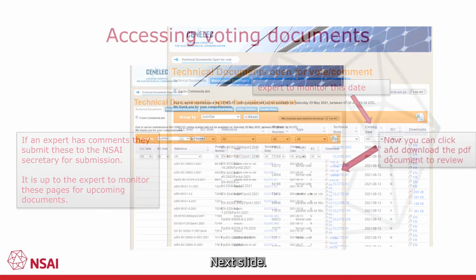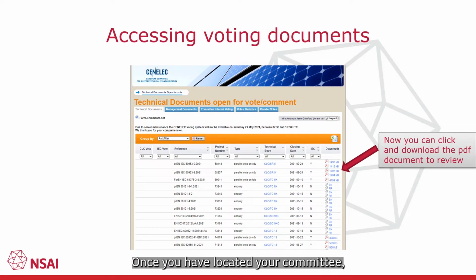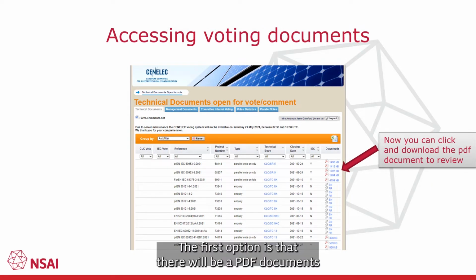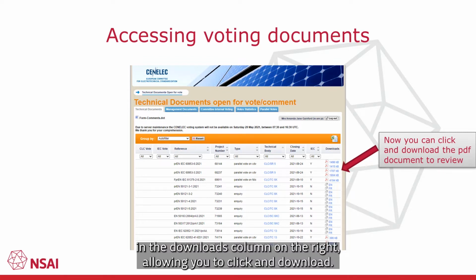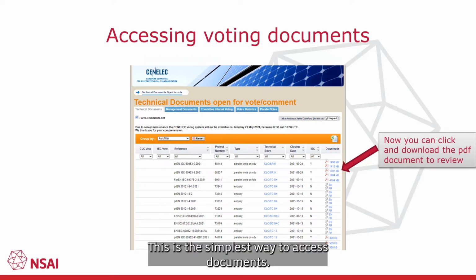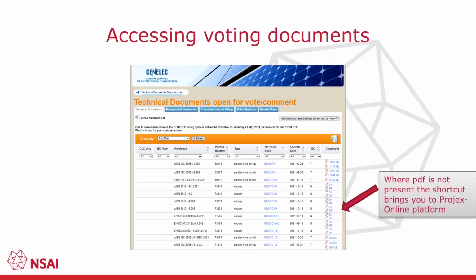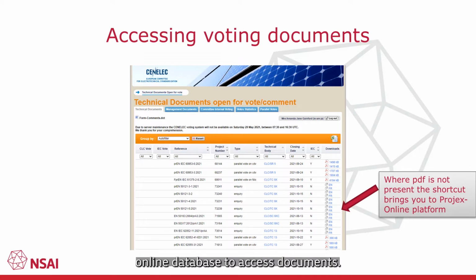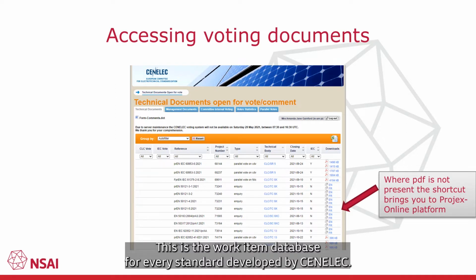Next slide. Once you have located your committee, you will have 2 options for accessing voting documents. The first option is that there will be a PDF document in the Downloads column on the right, allowing you to click and download. This is the simplest way to access documents. The second option is a link that will bring you to the Projex-online database to access documents. This is the work item database for every standard developed by CENELEC.